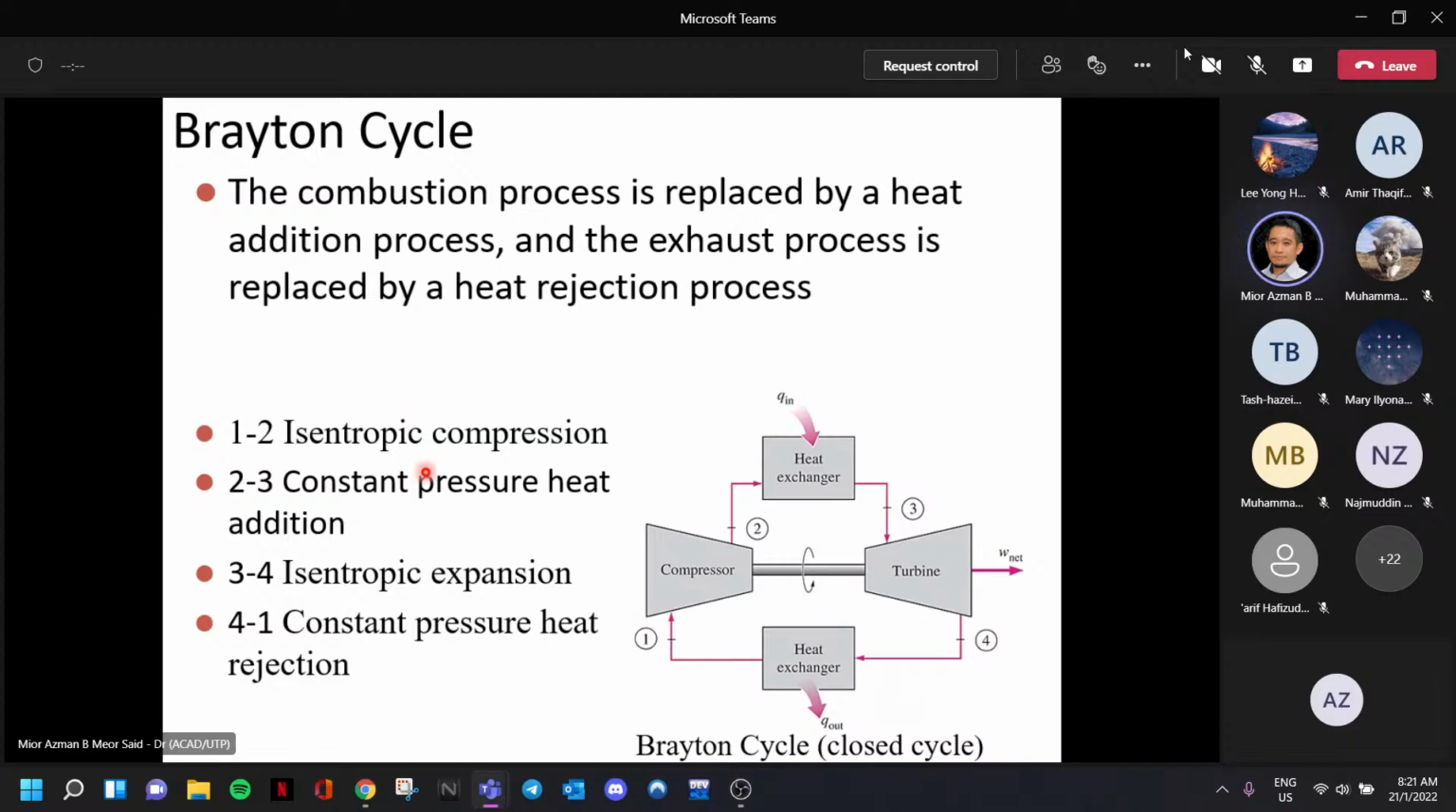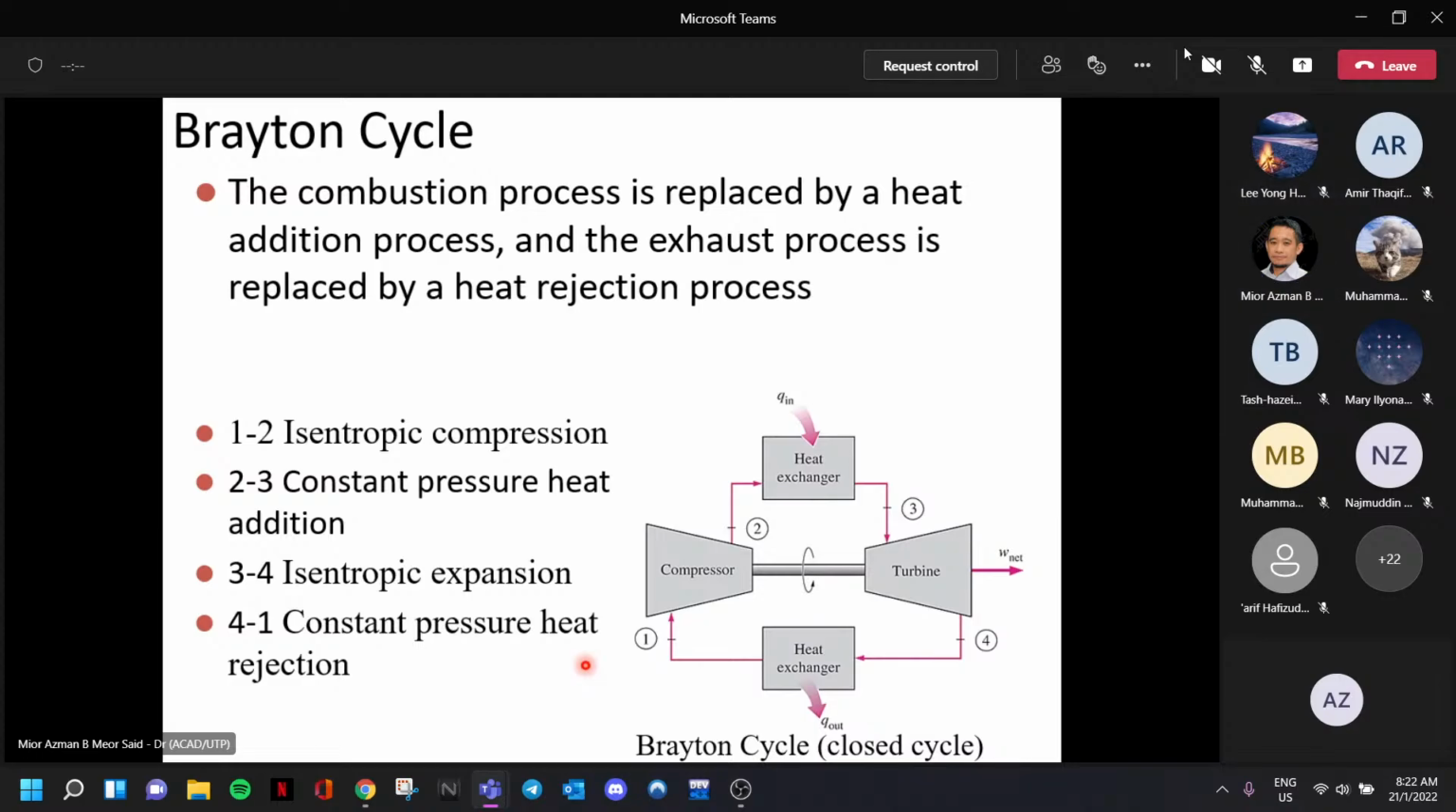So you know that constant pressure, P2 equal to P3, P4 equal to P1. I mean, that's the simplification for your calculation in this Brayton cycle. Okay, so that is basically the general characteristics of this Brayton cycle, for gas turbine. Okay, so any questions so far on this cycle here?